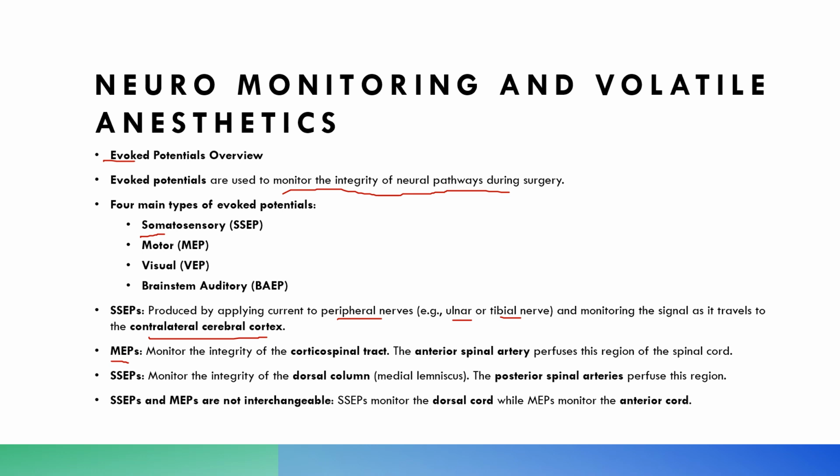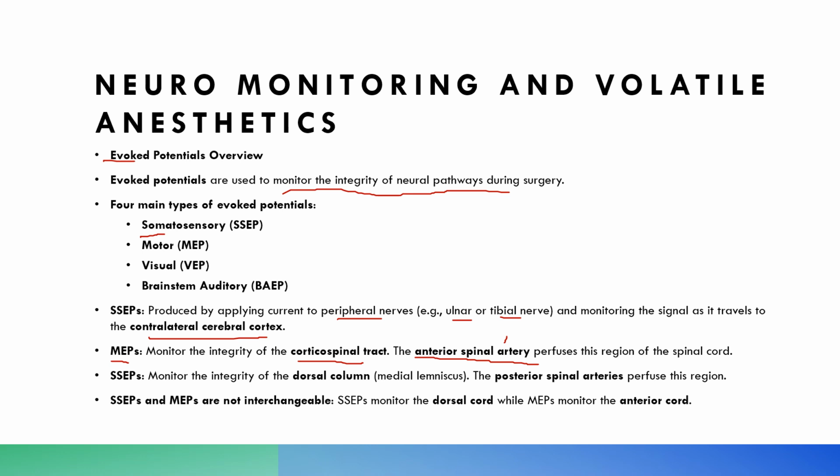Motor evoked potentials monitor the integrity of the corticospinal tract, and the anterior spinal artery is what's going to perfuse this region of the spinal cord. It's important to know what arteries perfuse these areas. Why? Well, if we nick one of those during surgery and the neuromonitoring tech says, I've lost all of my motors on X side, well, we know that most likely we have hit the anterior spinal artery.